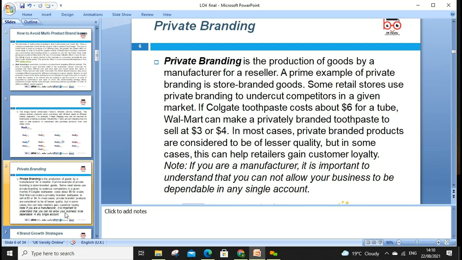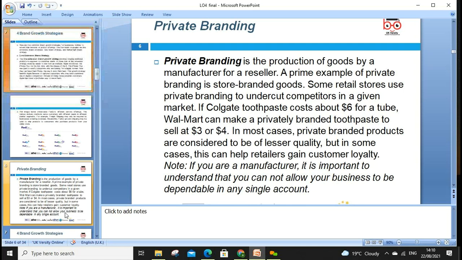If Colgate toothpaste costs about $6 for a tube, Walmart can make privately branded toothpaste and sell it for $3 or $4. In most cases private brands are considered to be of lesser quality, but in some cases this can help the retailer gain customer loyalty. If you are the manufacturer, it is important to understand that you can't allow your business to be dependent on a single account. We need to look around.